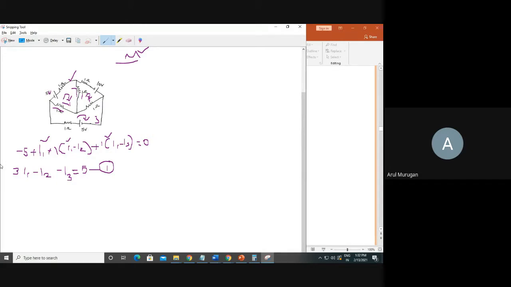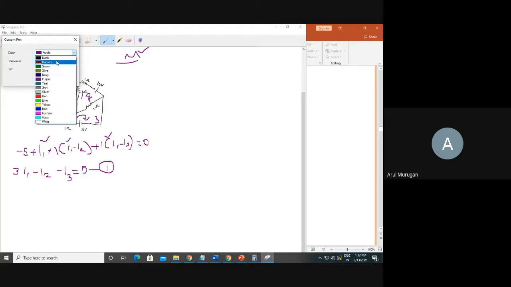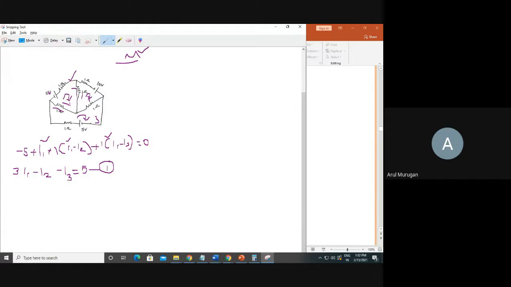Similarly, let's move to the second loop. I will change the color. Green I will take. So let's see. What is my assumed direction? Clockwise. My assumed direction is this direction, clockwise. Okay, I will start from here. Okay, this is separate. Who is that one? I2. Then you can write 1 I2, so I2. Okay, minus, entering into the minus terminal. So minus 10.